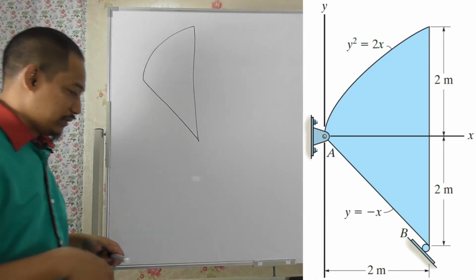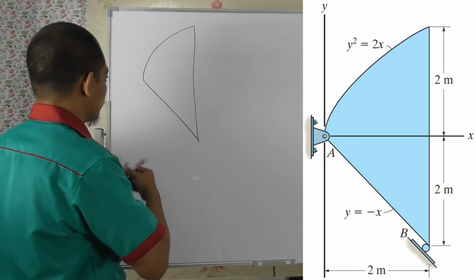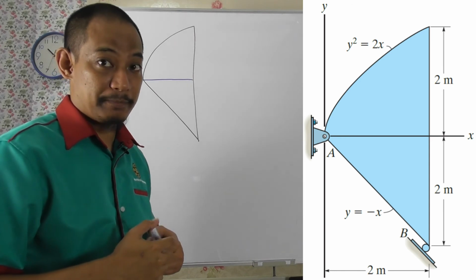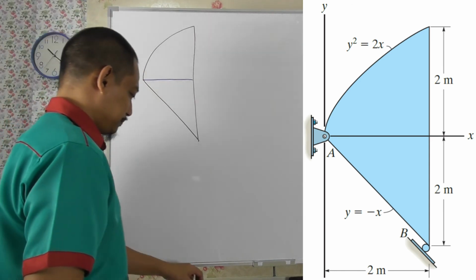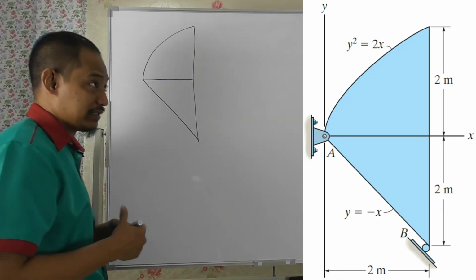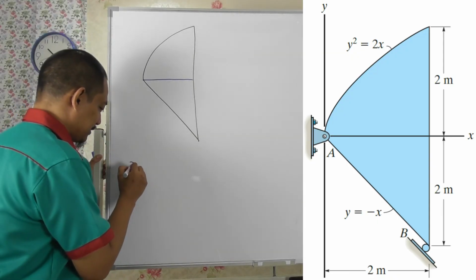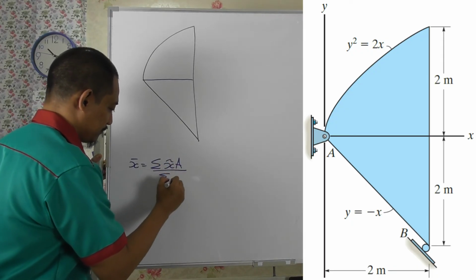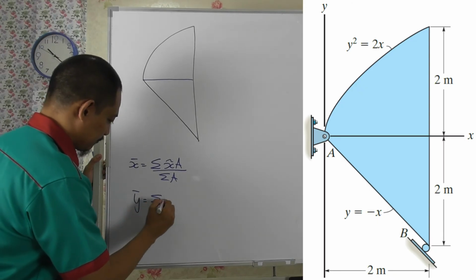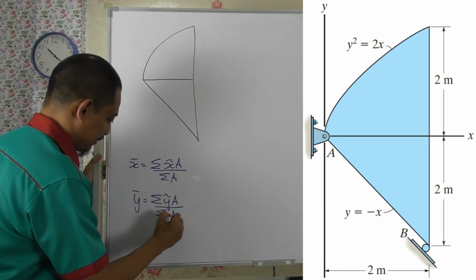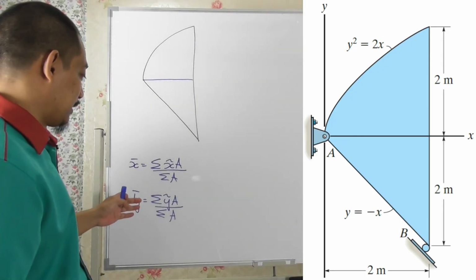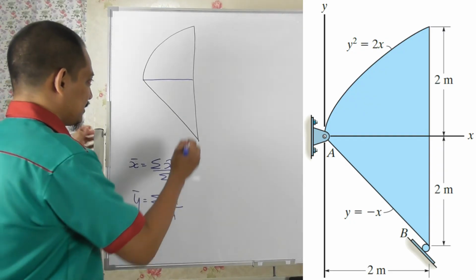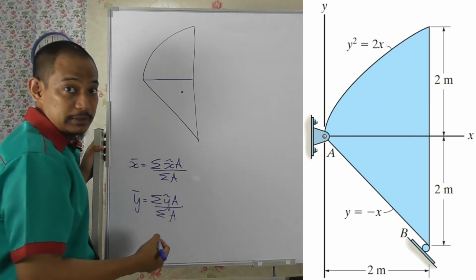But now, if someone wants to divide, let's say I want to divide this into 2. Can I do that? Yes, and the answer should be the same. For example, if you divide into these 2, and you want to use the same concept, meaning that in terms of composite body, x bar equals the summation of xA over the summation of A, and y bar equals the summation of yA over the summation of A. You can still use this, as long as you know the centroid of each, and in this case, the centroid of the triangle is quite straightforward.